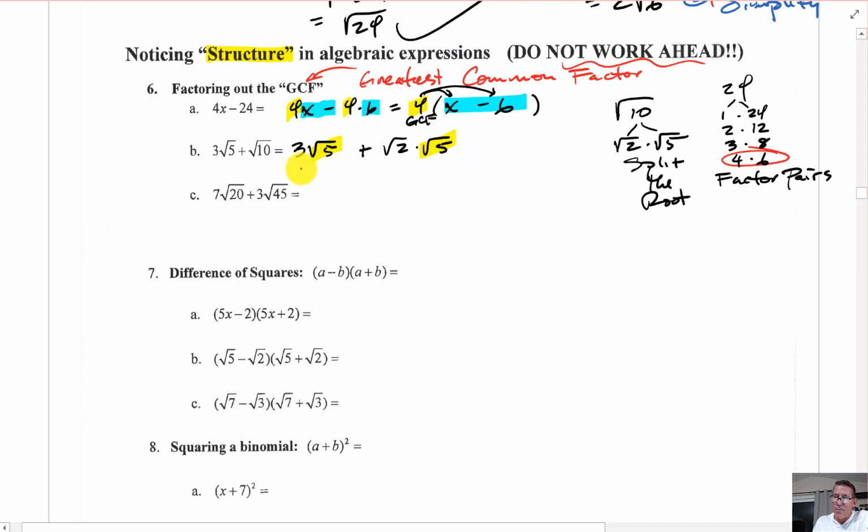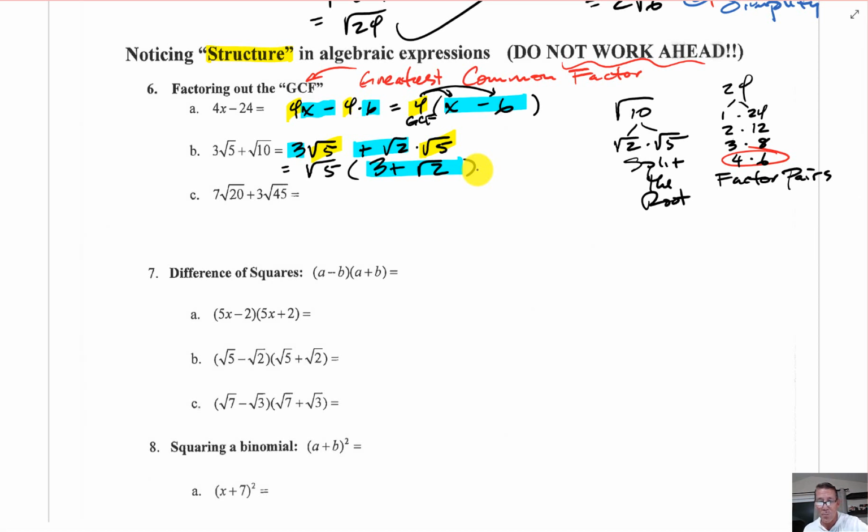So let's factor it out. So you factor out the root 5. And what do you have remaining? Well, you have 3 plus rad 2. All right, so 3 plus rad 2. And that's called factoring out the GCF, or factoring out a common factor, however you want to say it. So there's different ways of doing things.